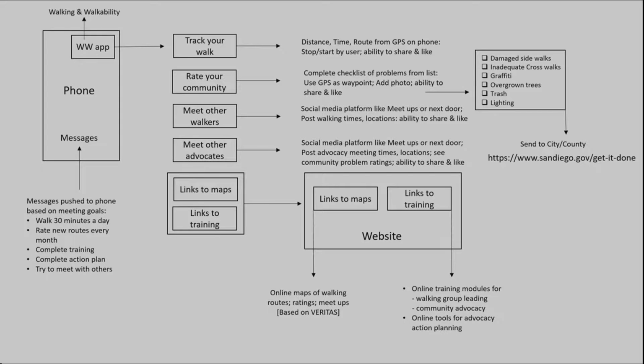So, if you had an app that focused both on walking and walkability, you'd be tracking your walk, rating your community, making sure that goes out to the city in some way, meeting other walkers and other advocates, and you'd be able to map your data, train it. You'd go to training where you could learn about leading group walks or doing community advocacy, and we'd keep pushing back to you to say, have you done these things, these goals you're doing?